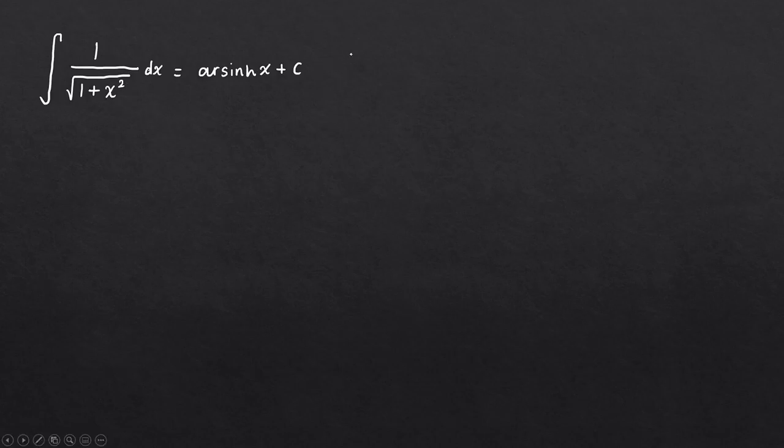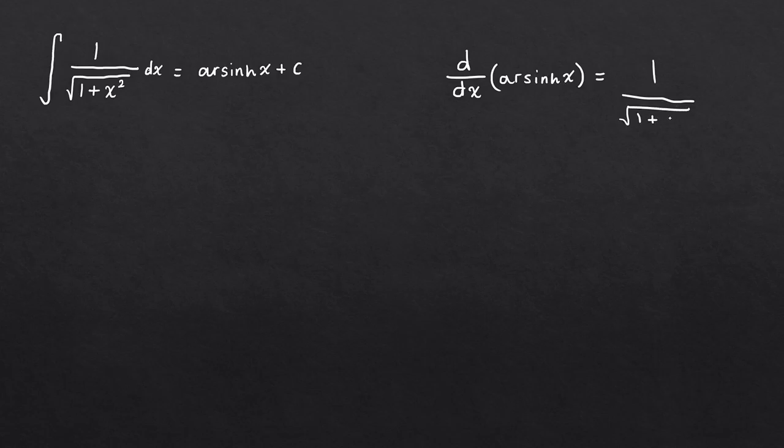The first result that you need to be aware of is the integral of 1 over the square root of 1 plus x squared, with respect to x. What would we get? In this case, we get arsinh x, plus a constant of integration, seeing as we have no limits. The reason this result holds is because d by dx of arsinh x is equal to 1 over the square root of 1 plus x squared.